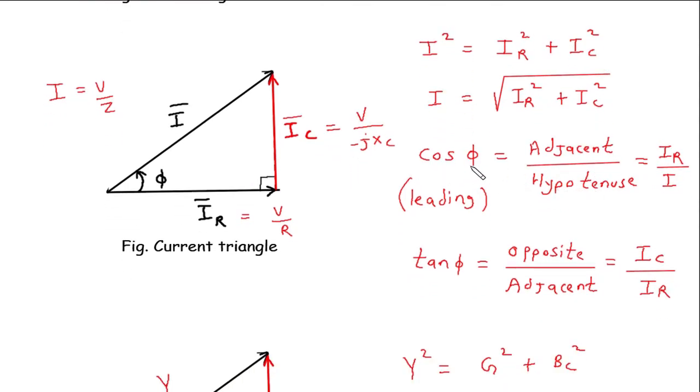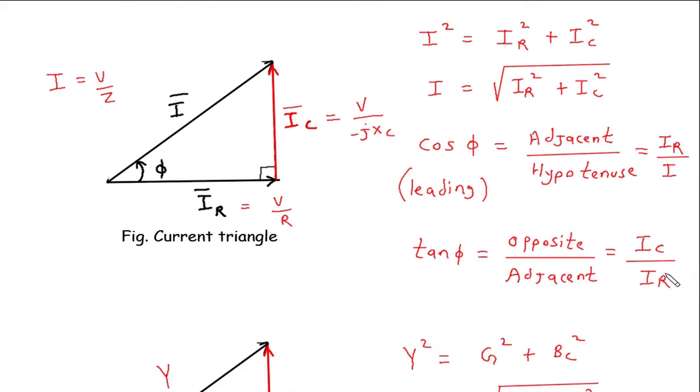Now cos phi is equal to adjacent side upon hypotenuse. Here the adjacent side is IR and the hypotenuse is this I phasor. So cos phi is equal to IR by I. Now this cos phi is the power factor, and the power factor will be leading because of the capacitor. Then tan phi is equal to opposite upon adjacent. Here opposite is IC and adjacent is IR, so tan phi is equal to IC divided by IR.